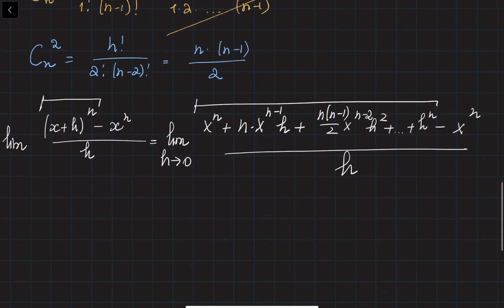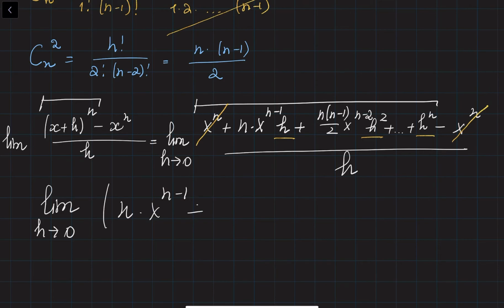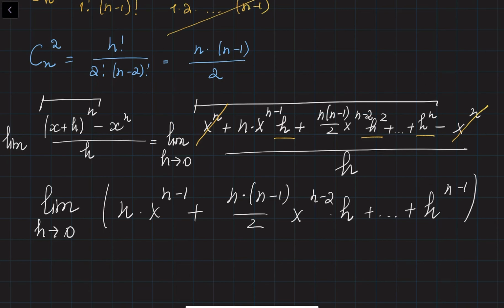Okay, so you see, if you subtract this term, it's going to be cancelled, and I'm going to divide all of these terms by h, because all of the other terms are going to have h with them. So it's going to be the limit as h goes to 0. If I divide the first term by h, it's going to be simply n times x to the power of n minus 1. Plus, if I divide the second term by h, it's going to be n times (n minus 1) divided by 2 times x to the power of n minus 2 times h, right? H squared over h is h, plus and so on. All the other terms are going to have h in some sense. And the last term is going to be h to the power of n minus 1.